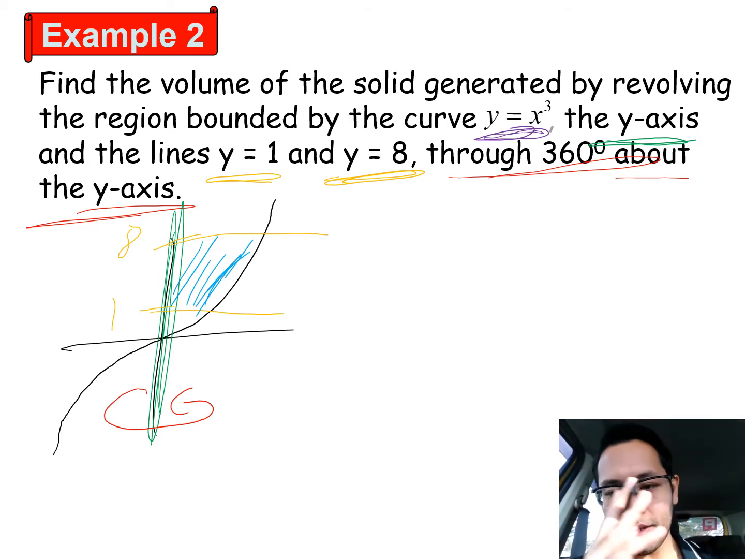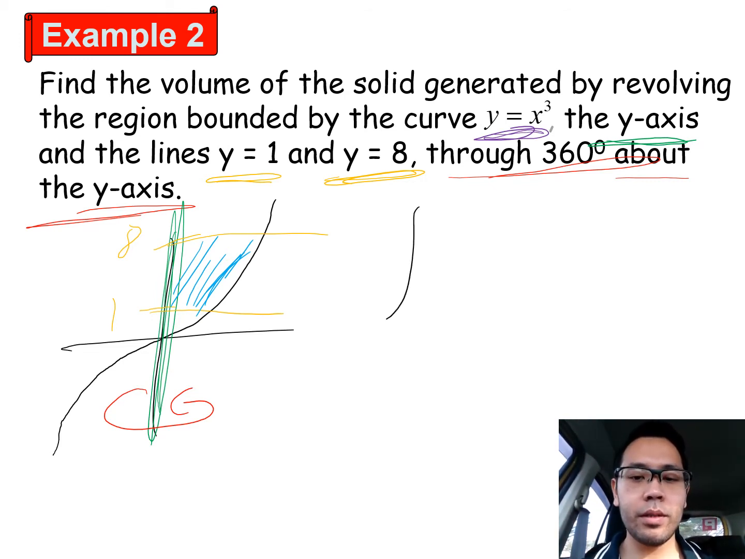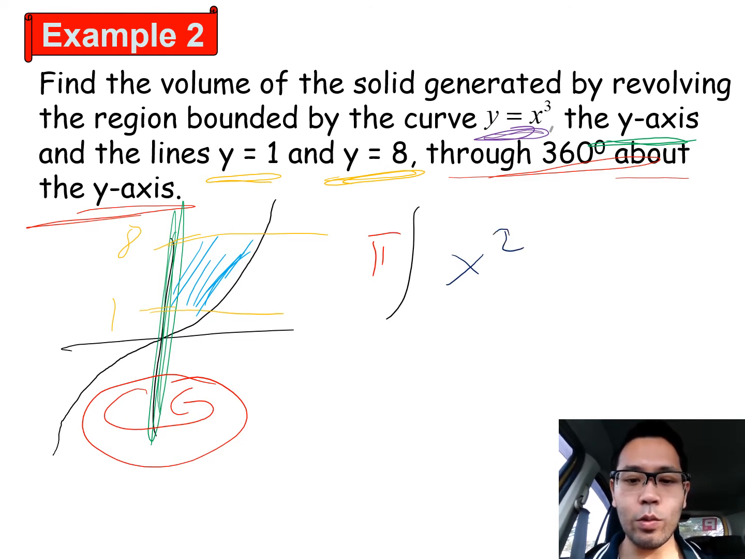So this one you can see it revolves the other way around, I mean not about x. So we go with y. The formula, remember, has a pi outside. It's going to be x squared dy, or dx? dy. But our equation here is y = x cubed, and now we need x squared. What should we do?